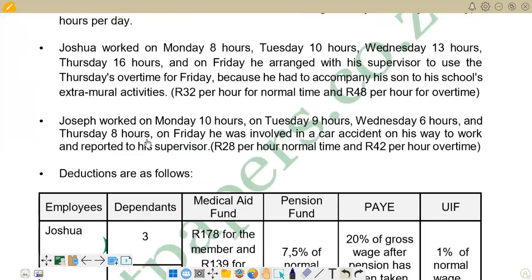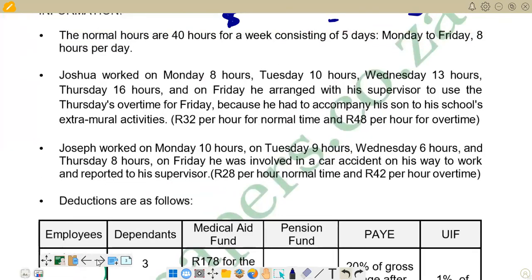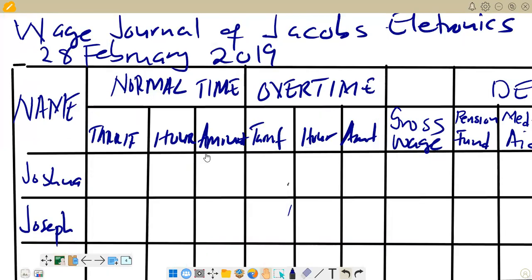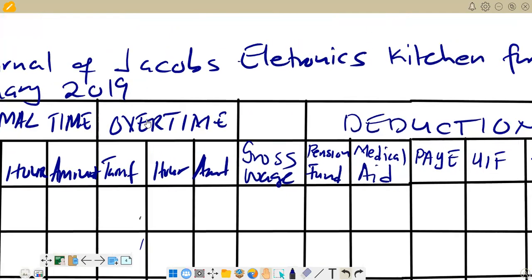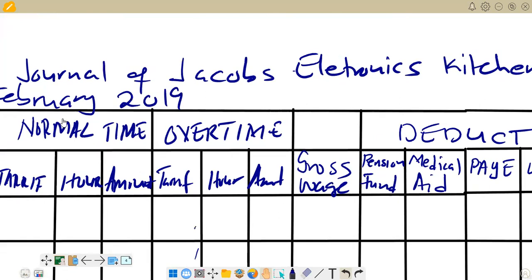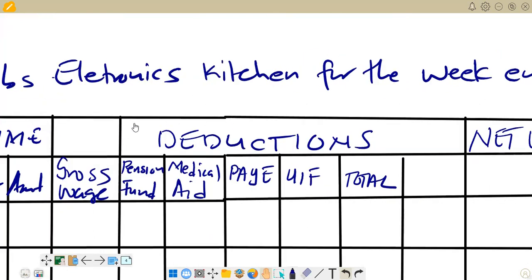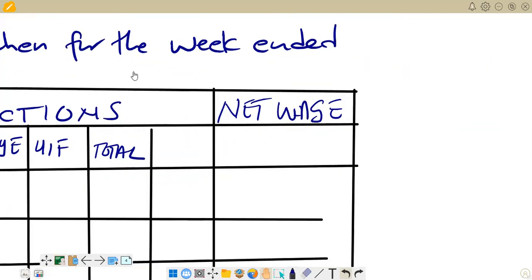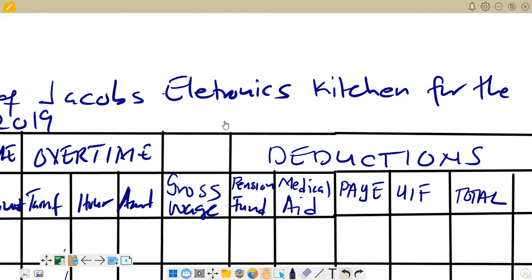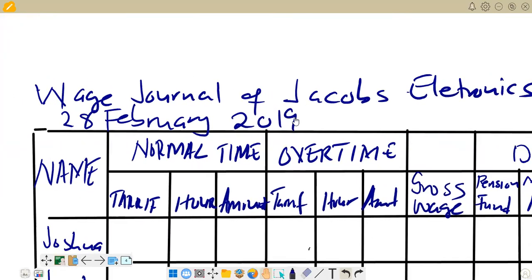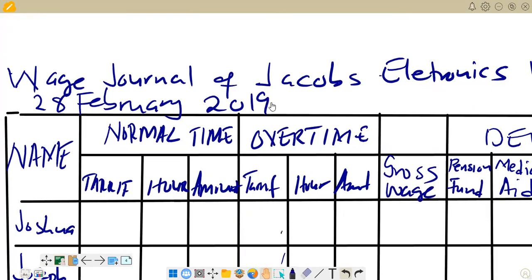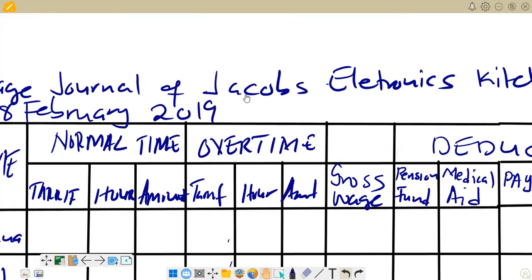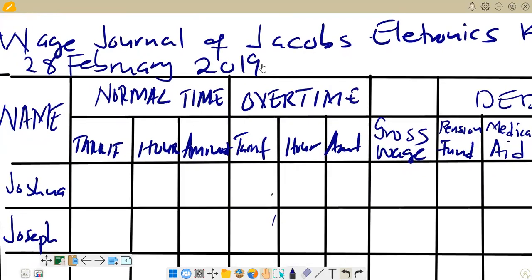So here we want to prepare a wages journal now. If you come here, you see that this is the wages journal that we have. We've got the wages journal for Jacob's Electronics Kitchen for the week ended. It's going this side, you see that it's a long one, starting here. So it's for the week ending 28th February 2019. So this is what we have in terms of the wages journal. We are going to start here.